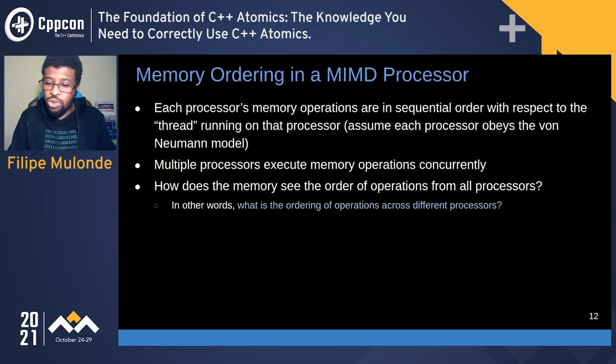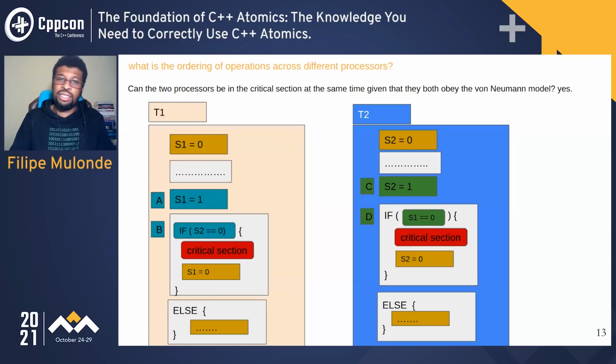Now, let's understand why this question is important by using this example. Can two processors be in the critical section at the same time, given that they both obey the Von Neumann model? The answer is yes. The other question is, what does the second question have to do with the first question? Well, what it has to do with the first question is that these two threads can be in the critical section because these two threads don't agree on the order in which the memory operations took place.